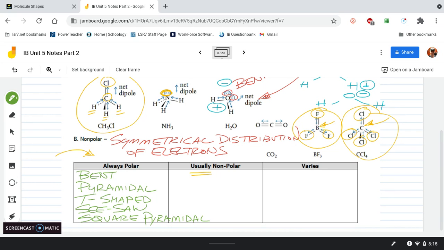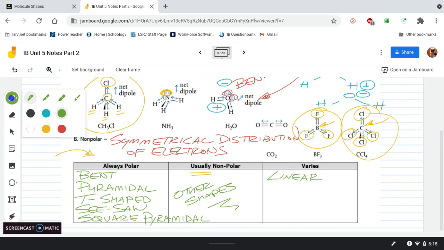And then the ones that vary that you got to be really careful at are linear, because you have to be careful of linear. You just kind of have to look at it, but you got to be really careful with linear. And then the usually nonpolar, we got to be careful with that word usually, because if there's different elements around the central atom, it can change. But the usually nonpolar are going to be the other shapes. All right, so you just got to be really careful with the usually nonpolar. These over here, these are guarantees.